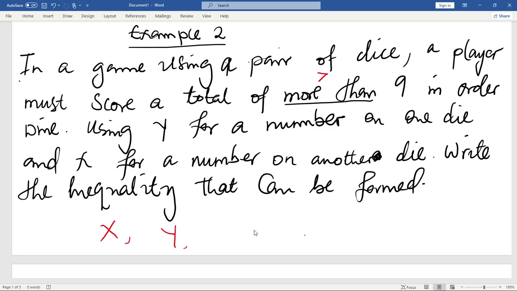Now, in order to win, the first inequality that we have is that when you roll the two dice, you're going to notice that for you to win, you need a combined total that exceeds 9. So we're going to say x plus y should be greater than 9. In this game, we've only been told to win, so this is the expression for winning.